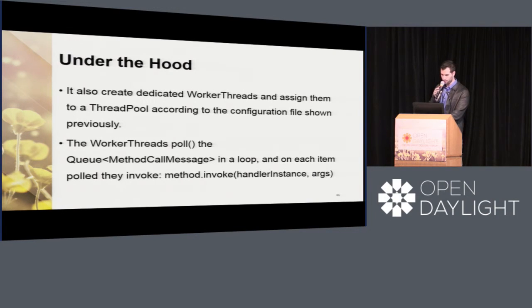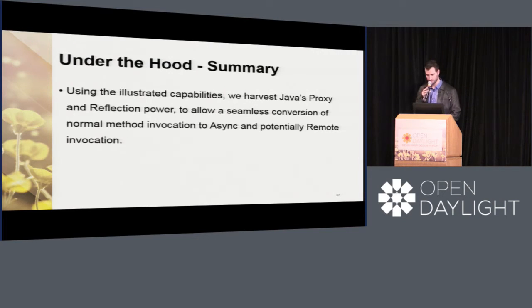And we also create dedicated worker threads and assign them to the thread pool you configured in the configuration file. The worker threads are polling the dedicated queue in a loop. On every message, they just invoke the method using Java reflection. Since Java 5 or Java 6, the overhead of reflection is much less significant than it used to be. In the older Java versions, reflection would cost you a lot, making the whole solution a bit expensive. So using the illustrated capabilities, we harvest the proxy and reflection power, and we allow seamless conversion of normal method invocation to asynchronous method invocation, or remote, if we want this.